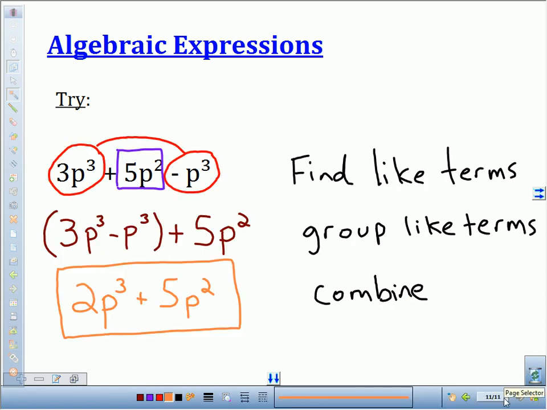All right, here we go. As you can see, I found some like terms. The p to the third are like terms. P squared is not the same because even though they're both p, they have different exponents, which makes them not like terms. I have 3p to the third minus p to the third plus 5p squared. I group them. And then I combine them, just like I did before.